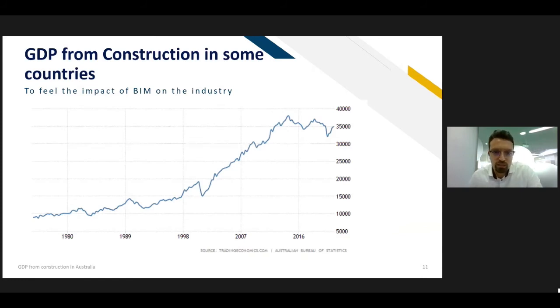Here I just would like to present the impact, as we talk about the history of BIM. I will not talk about how it started, but in the early 2000s, the adoption of this process started, and we can see how the GDP of Australia from construction soared up after 2000, and the product of the industry increased significantly by adopting this way of producing the projects.